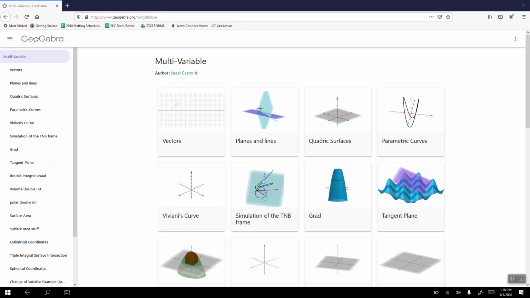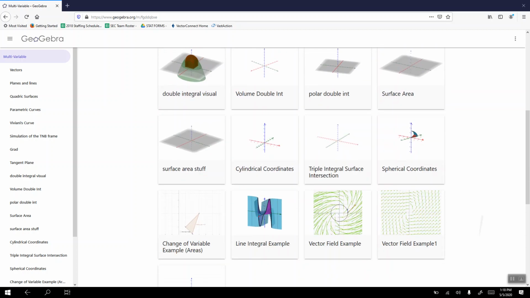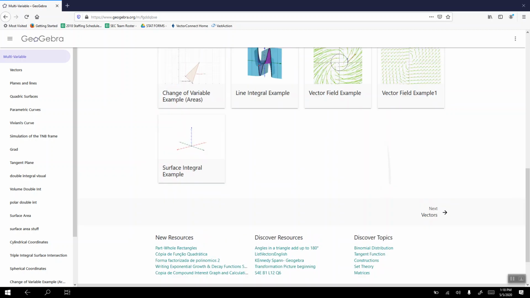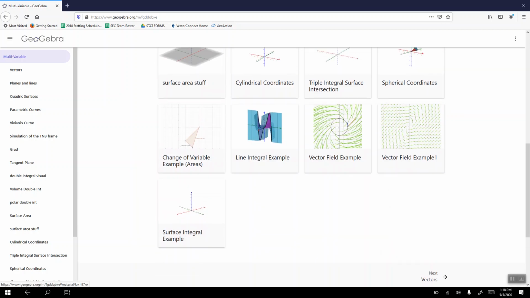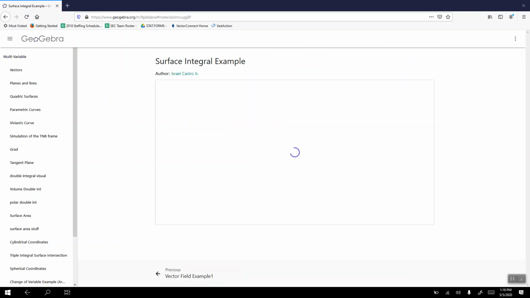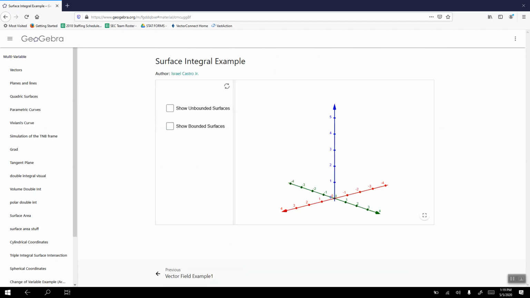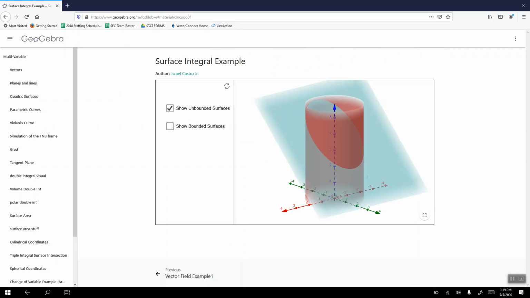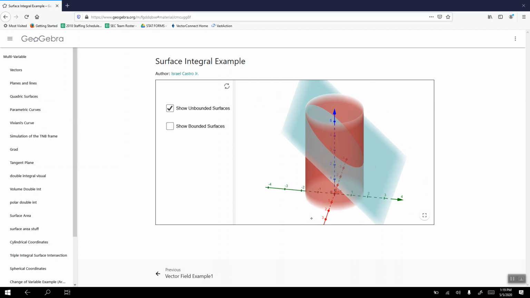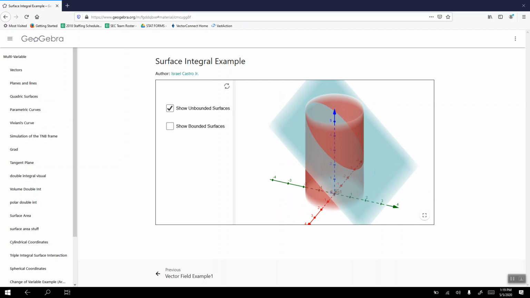Here I am on GeoGebra for the class, again that multivariable class that I set up on GeoGebra for us. If you scroll all the way to the bottom, you're going to see one of the examples that says we have a surface integral example. I'm going to click on that and look at my unbounded surfaces here. So I have my plane, that blue plane, which is z equals 4 minus y.